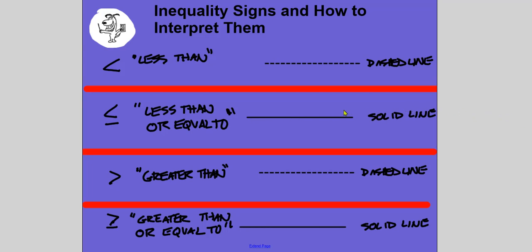In this application, the greater than sign, the number on the left is greater than the number to the right. The sign opens to the larger number and points to the smaller number. This is greater than, and it's represented by a dashed line. And then greater than or equal to is a solid line.